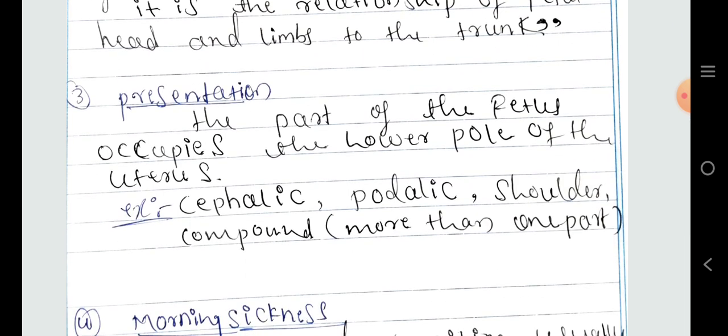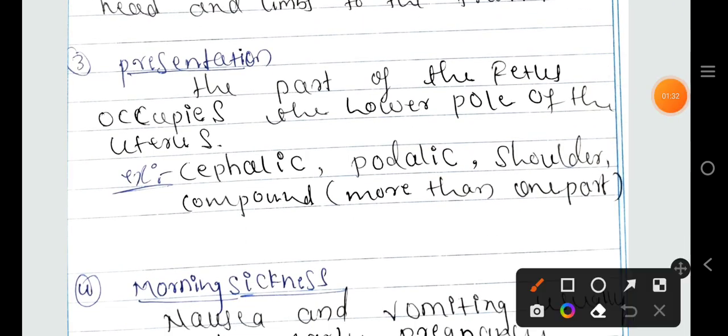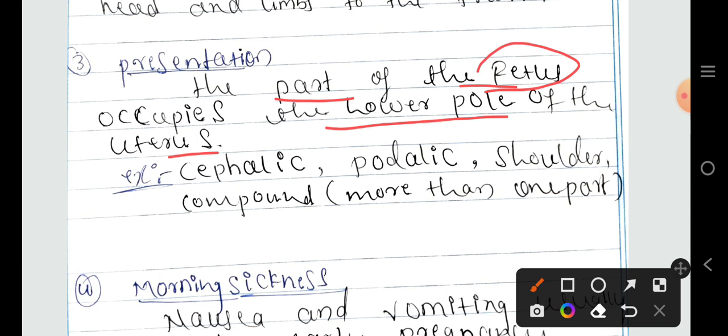Next is presentation. So the meaning of presentation: the part of the fetus that occupies the lower pole of the uterus is called presentation. Presentation is nothing but the part of the fetus. Whatever the fetus part is, that particular part will be present in the lower pole, then it's called a presentation. Take an example, that may be cephalic, podalic, shoulder, or compound.